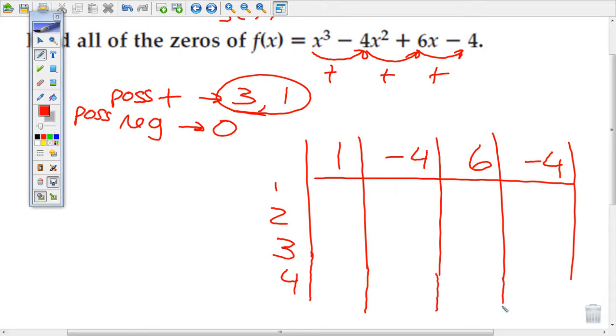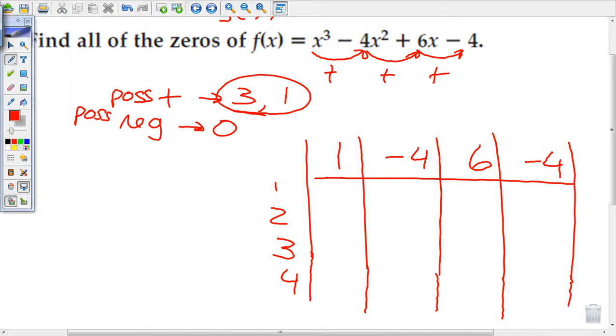Should I show you one that looks like one of those? Okay. Let's start with 1. If there's a 1, what do you do with the 1 that's up here? You might need this on the side just for the first one. So 1, negative 4, 6, negative 4. The 1 would go in the box.